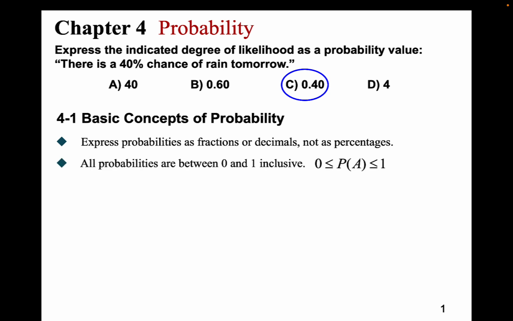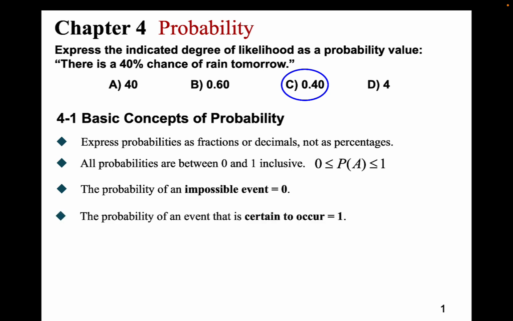All probabilities are between 0 and 1 inclusive. So the probability of simple event A, that's how you read this in the middle, is between 0 and 1, and inclusive means that it could be 0 or 1. That's why we have these bars underneath the inequality symbols. The probability of an impossible event is 0. The probability of an event that is certain to occur equals 1.